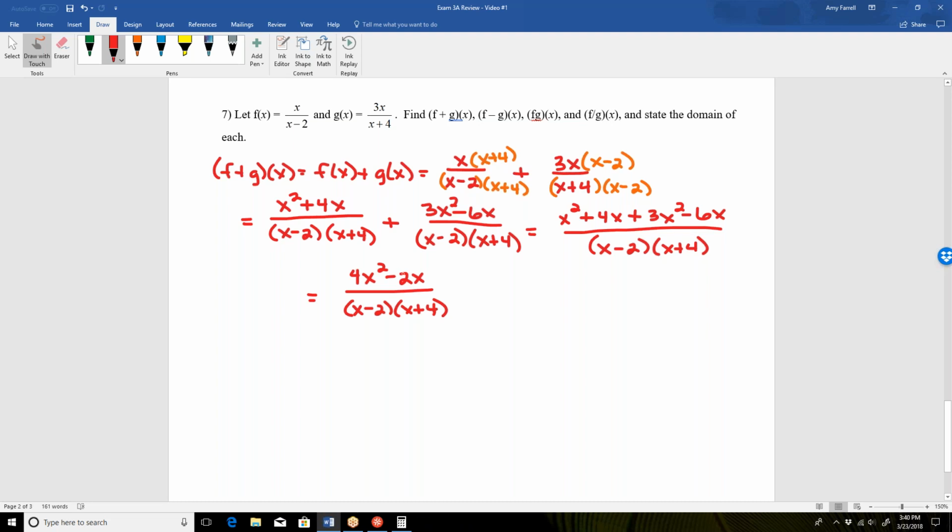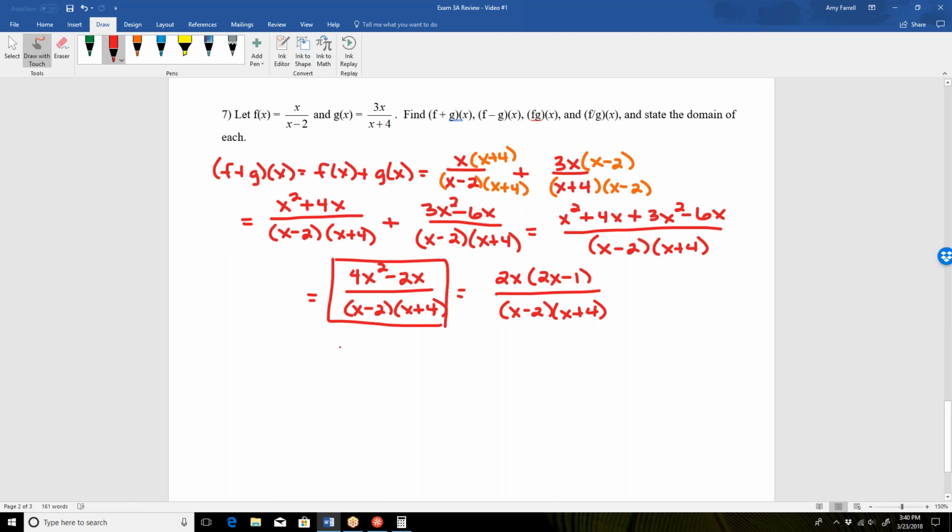You could factor that numerator if you want to. You could factor out a 2x, but it is not going to help you to reduce this at all. So up to you. You're welcome to factor the numerator, but this answer is just fine.